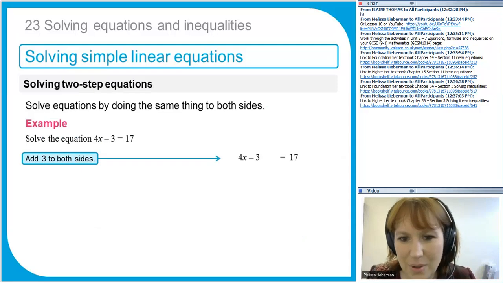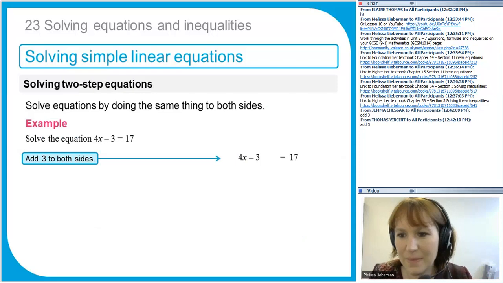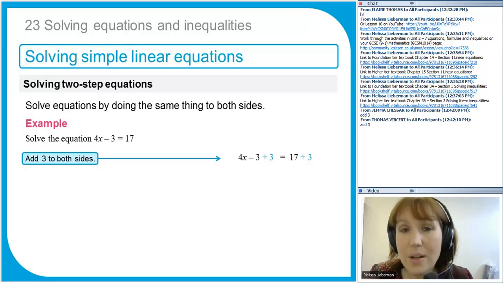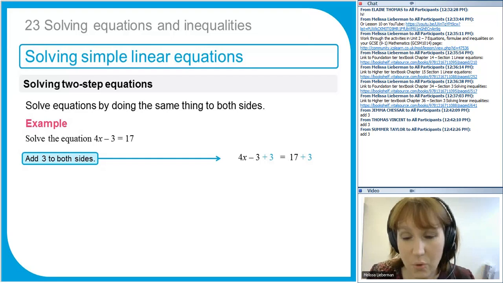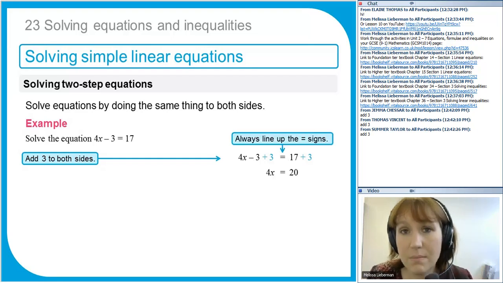Let me know. So I'm trying to get rid of this minus 3. What should we do? Gemma thinks add 3, Thomas thinks add 3. Okay, let's see what happens. So if I've got minus 3 and I add 3, that just gives me 0. So I add 3 to both sides, and that keeps my equation in balance. So on the left-hand side of the equal sign, I just have 4x, and on the right-hand side, I have 20. So 17 plus 3 is 20.